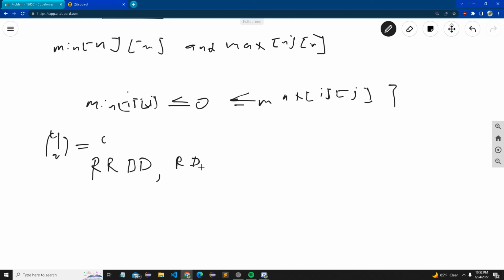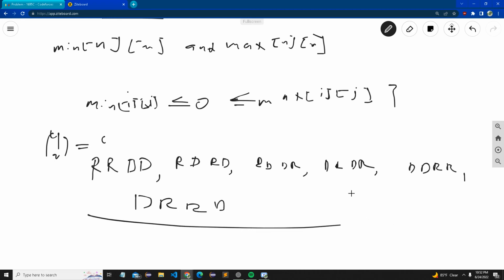Let's do all ones. So RD, RD DR. Okay. And then I want to do DR, and then DDRR, and then DRRD, or D. I think these are all possible paths. Anyways, even if they're not, I don't really care. D R D R. Okay, so 1, 2, 3, 4, 5, 6. Okay, so these are all possible paths, right?